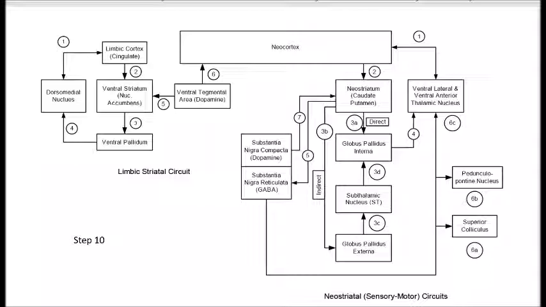Now, let's move over to the left side of the diagram here, where we see the limbic striatal circuit. It's much simpler, but we have a similar setup. The ventral tegmental area dopamine neurons release dopamine into the ventral striatum, and our connection is with the limbic cortex or cingulate, and then it flows through the ventral pallidum and the dorsomedial nucleus.